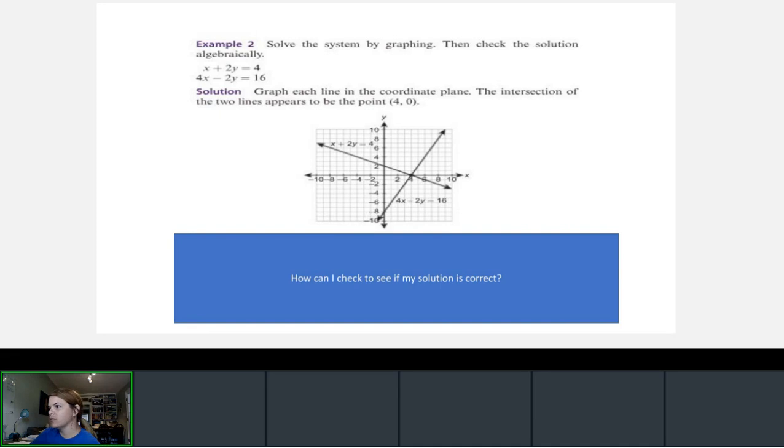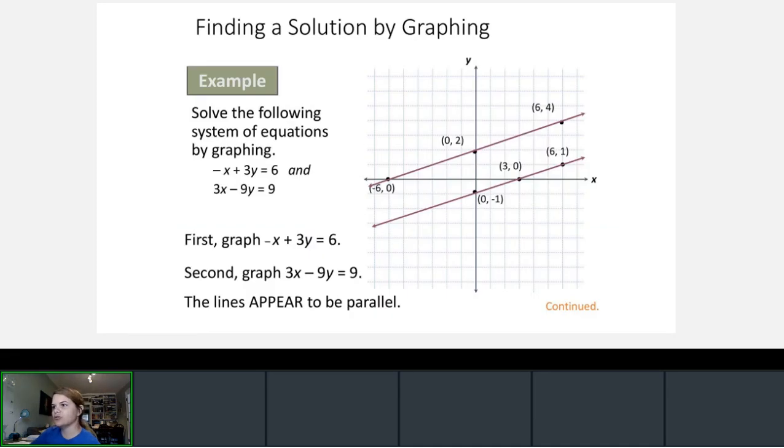All right, so we talked about how to check to see our solutions. Now, let's say that you are given two lines, so a system of linear equations, and when you go to graph them, they are parallel lines. So right now, we know that they appear to be parallel. We can know for sure that they're parallel if they have the same slope. So what we're going to do is take this first linear equation and solve it for y.